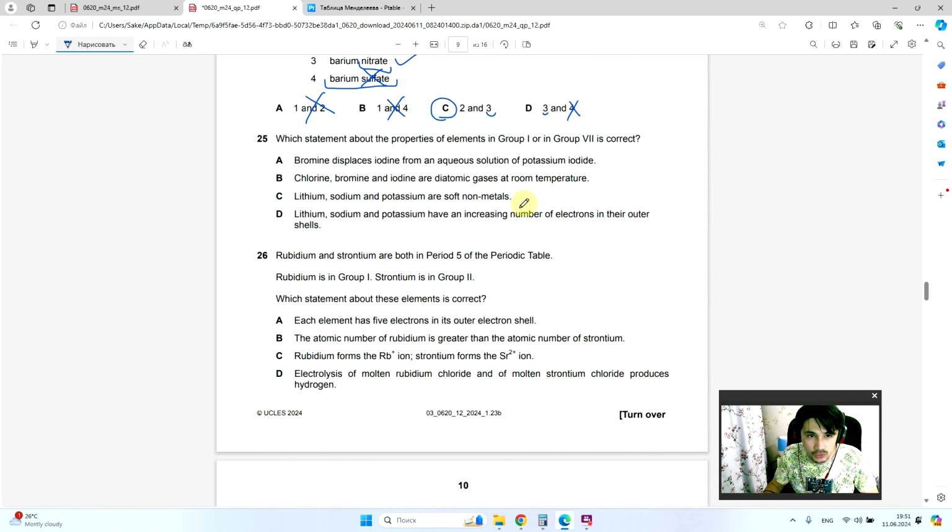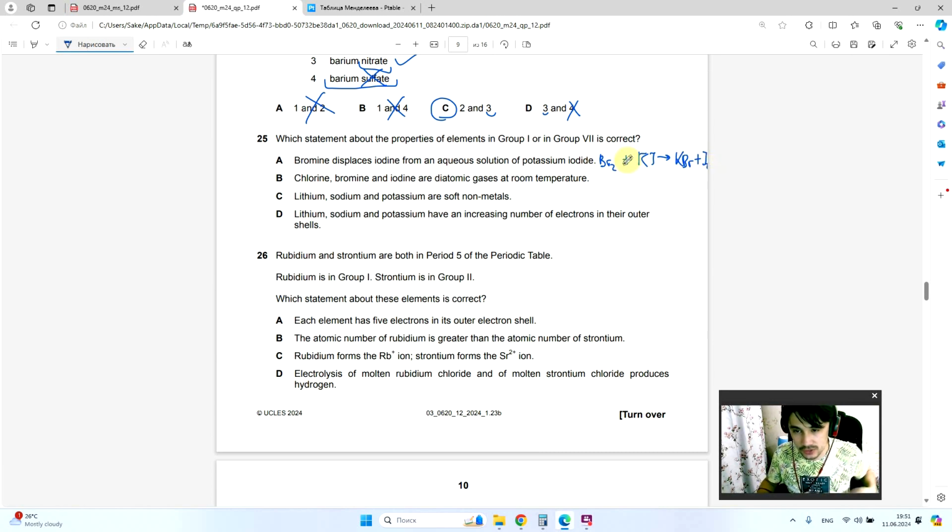Okay, next question. Which statement about the properties of elements in group 1 or in group 7 is correct? Okay, so it's again about trends. Bromine displaces iodine from an aqueous solution of bromine iodide. So it's a displacement reaction. So you need to work out the equation and say whether this reaction is possible or not. So will this happen or not?